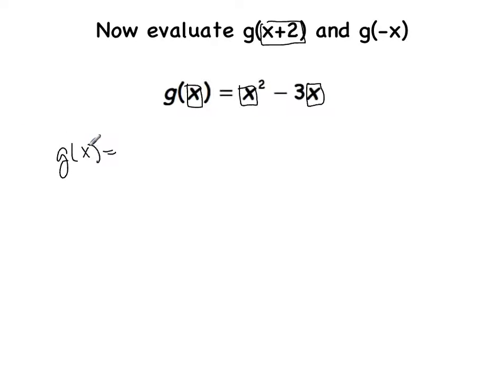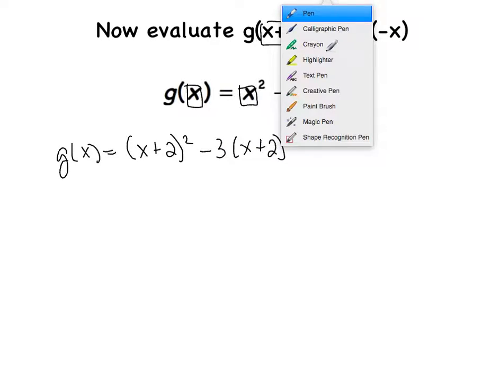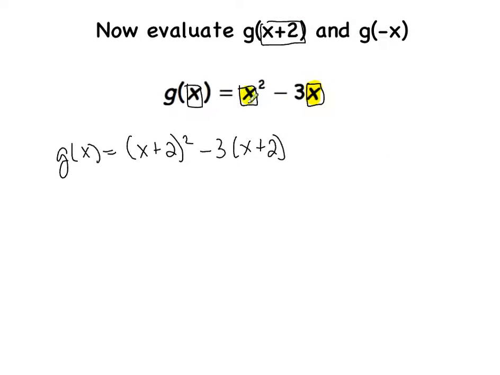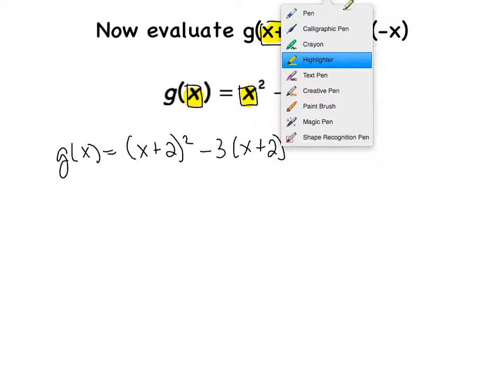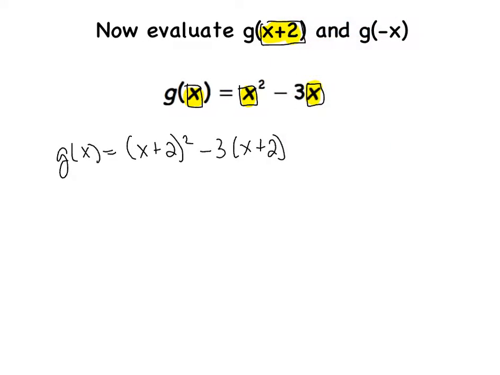G of x equals x plus 2 squared minus 3 times x plus 2. You'll notice all I did was replace each of these with x plus 2. So now we're going to simplify. So I'm going to multiply out x plus 2's quantity squared, so that's x squared plus 4x plus 4. We'll distribute in the 3, minus 3x minus 6.